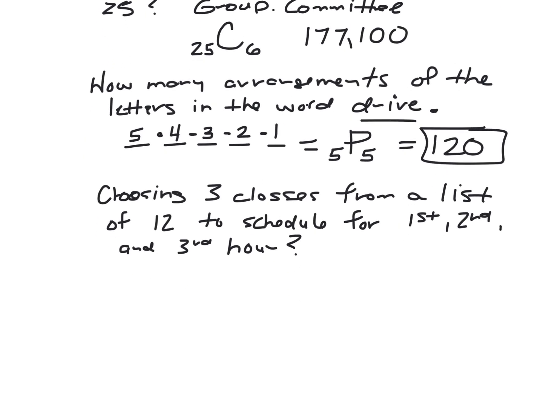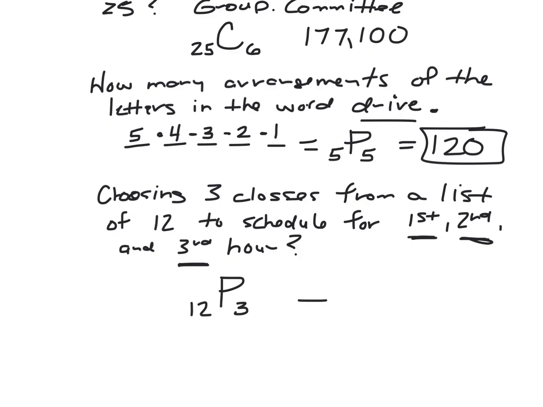Choosing 3 classes from a list of 12 to schedule for first, second, and third hour. So now we're specifically talking about the different hours, so the order makes a difference. Because I could pick 3 of the same classes, but if I switch up when I take the class, it's different. Since order is important, this is a permutation, and I have 12 classes, I'm choosing 3.